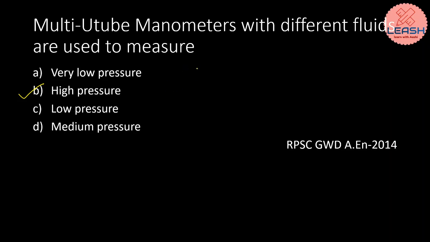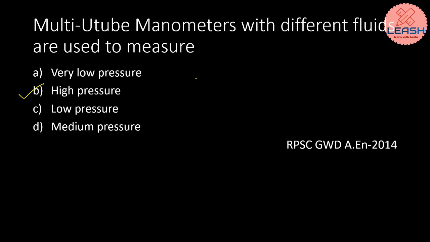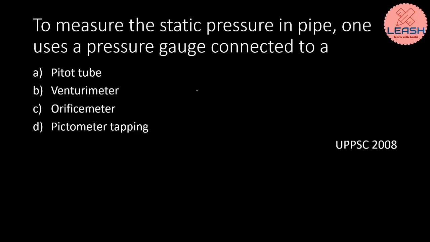Inverted manometers are used where the pressure difference is low, and a single column manometer is used when we have to measure the pressure fluctuation. So these are some different manometers which have different purposes. For low pressure, we can use a piezometric tube or piezometer. Now, moving on to the next question.